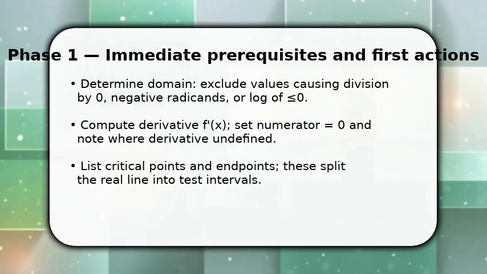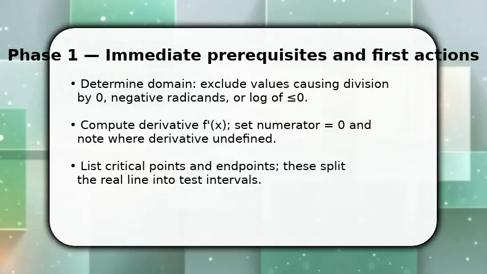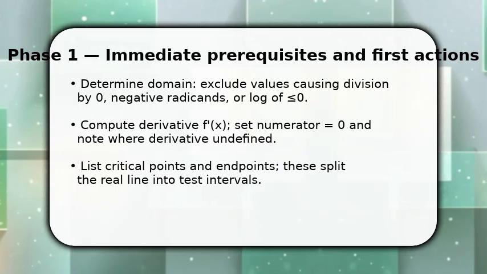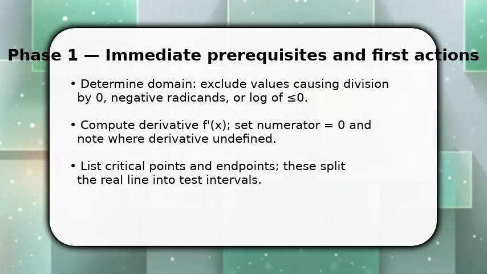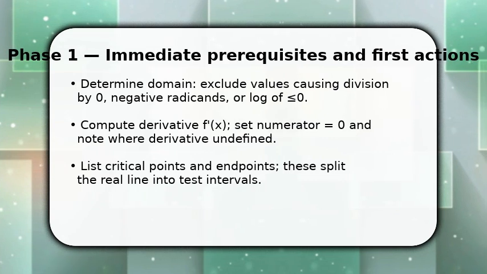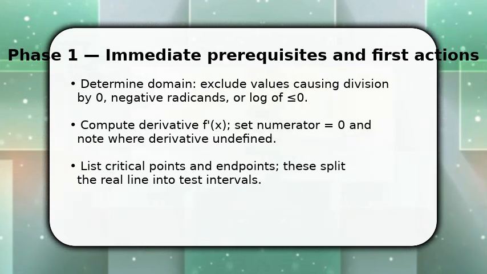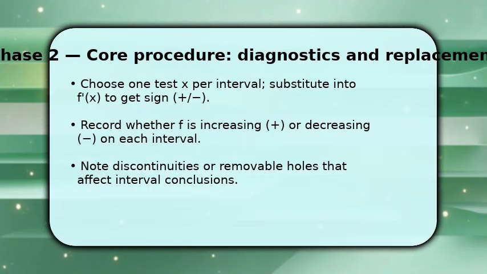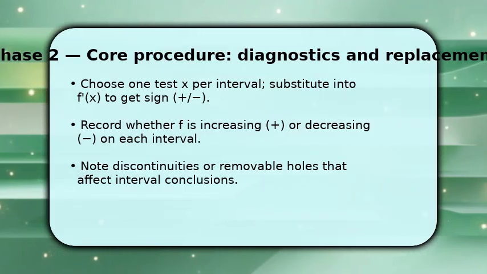These critical points and any domain end points partition the real line into intervals. You do this so that subsequent sign tests are reliable, and you avoid testing invalid x values. Once you have intervals, pick a simple test x in each open interval and evaluate f'(x) to determine its sign.